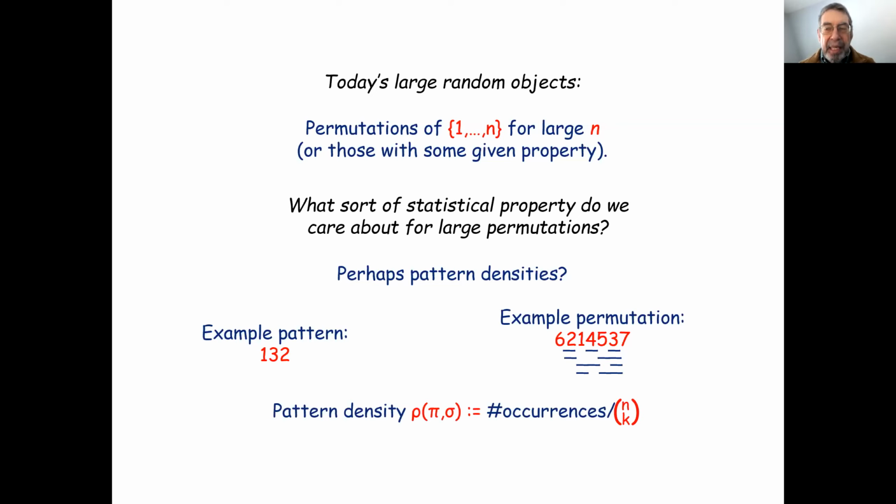And the pattern density is the total number of occurrences of the pattern in the permutation divided by the number of places to look for the pattern, which is just n choose k. Right? If the pattern is of length k and the permutation is of length n. In this particular case, there are 7 choose 3 ways to pick out a pattern, and 4 of those, if our counting is right, give you the pattern 132. That gives you the pattern density 4/35 for the pattern 132 in that permutation.